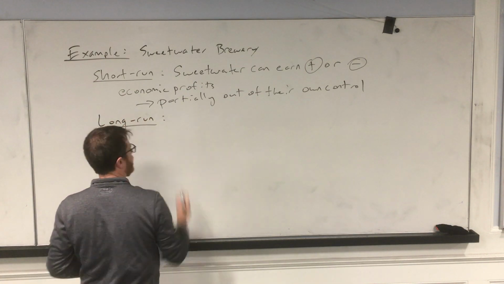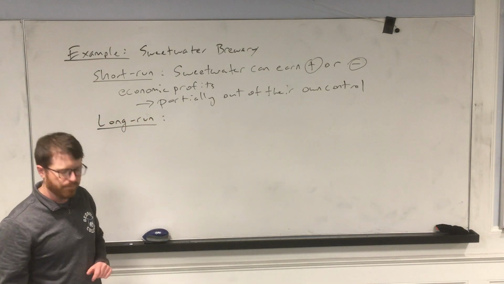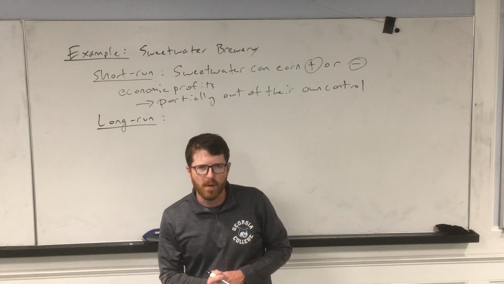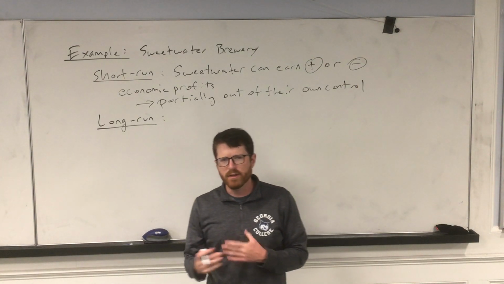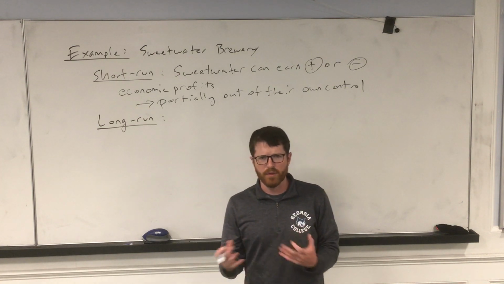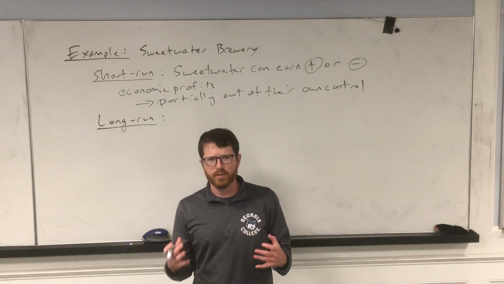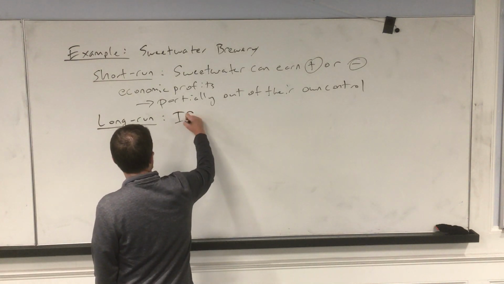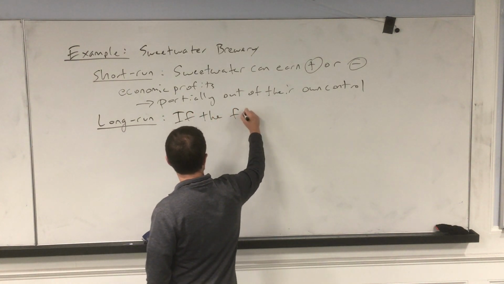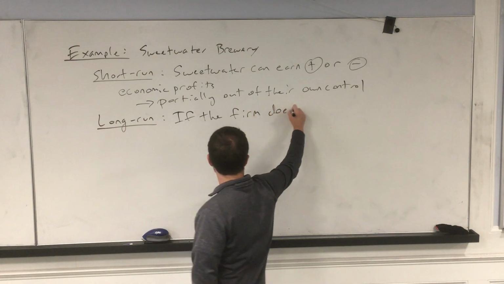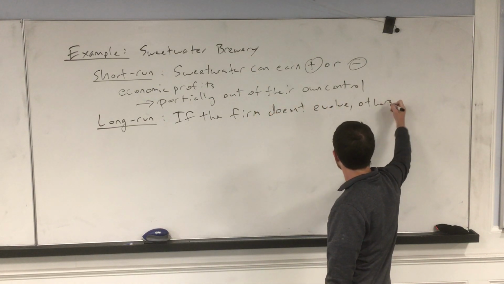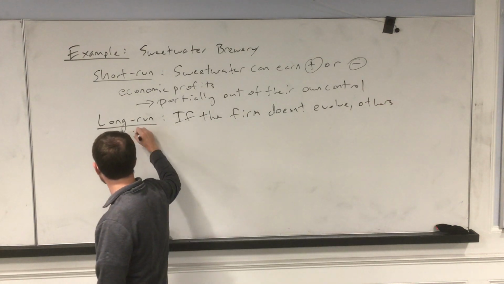In the long run, and this is where things get pretty interesting, it's kind of tough to know what would happen to a monopolistically competitive firm. In the book, they give a good explanation of their thoughts on this. I'm going to try to condense those and give my own logic. In the long run, if the firm doesn't evolve, others will simply copy their product.